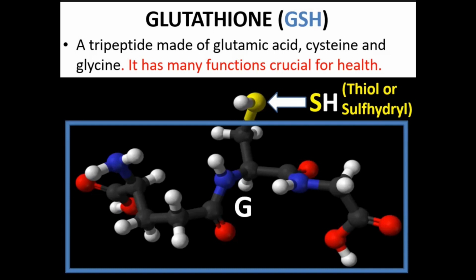So glutathione, and the short chemical formula is GSH, which refers to the active form or reduced form of glutathione. It is a tripeptide made of glutamic acid, cysteine, and glycine, and has many functions crucial for health. When you look at the molecule, the G refers to the bulk of the molecule, which is the bulk of the 3 amino acids, and the SH refers to the thiol or sulfhydryl group, which is the lone sulfur atom attached to the hydrogen atom, which is actually part of cysteine, which is the middle amino acid.